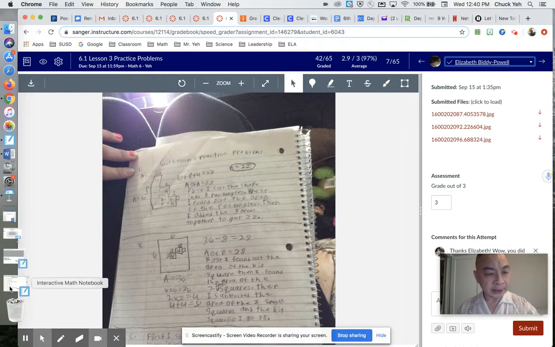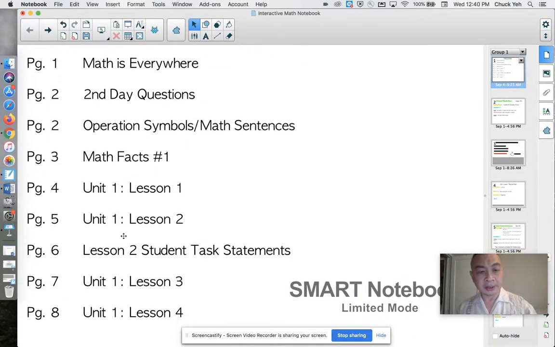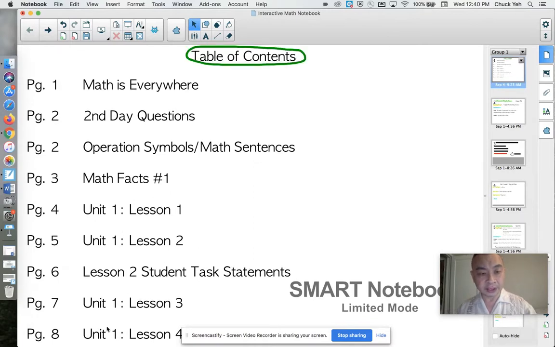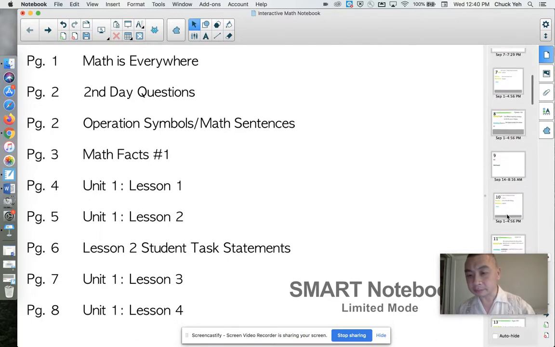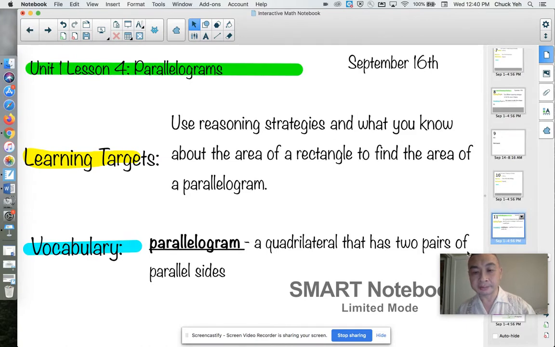All right, today we're going to do Unit 1, Lesson 4, Table of Contents. So again, pause it so you can write this down. Unit 1, Lesson 4. Here's the page, September 16th today, the learning target: use reasoning strategies and what you know about the area of a rectangle to find the area of a parallelogram. The vocabulary word is parallelogram, and that's a quadrilateral that has two pairs of parallel sides. Underneath the vocabulary, put 4.1 because we're going to go to the student task statements.